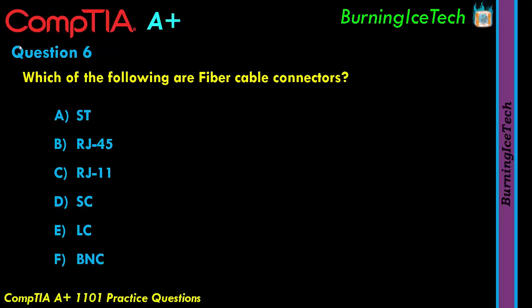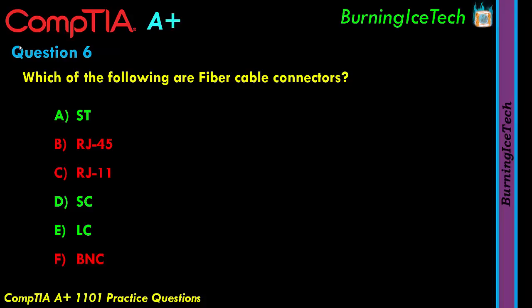So a little trick I can tell you regarding fiber cable connectors, and please note this only works in the A+ exam. Do not try this trick in the N+ exam, because you will fail that exam if you try this trick there. Any connector that's got 2 letters and only 2 letters in the A+ exam is a fiber cable connector. So if you look at these answers, there's 6 of them. Which ones have got 2 letters? That will be A, D, and E in this instance.